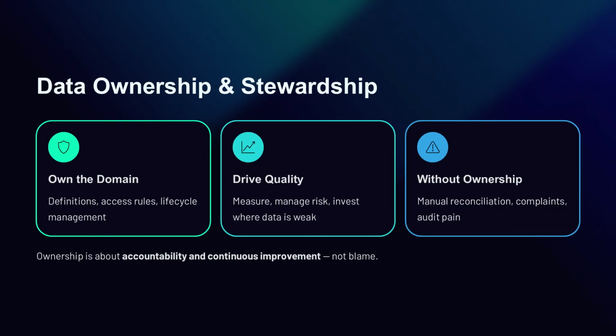With authoritative sources clear, you need ownership because ownership is how quality is sustained. You define who owns each data domain and who is responsible for data quality, data definitions, access rules, and lifecycle management. Ownership is not about blame. It is about accountability and continuous improvement. When ownership is clear, you can measure quality, manage risk, and drive investment where data is weak. When ownership is unclear, data quality becomes a hidden cost that shows up as manual reconciliation, customer complaints, and audit pain. In phase C, data ownership is one of your most important governance outcomes.